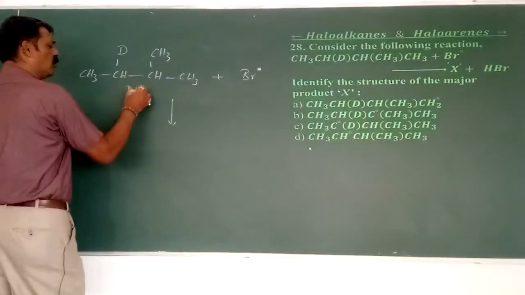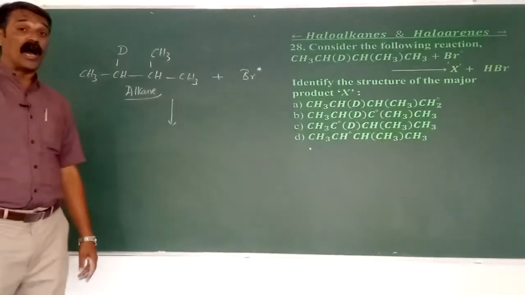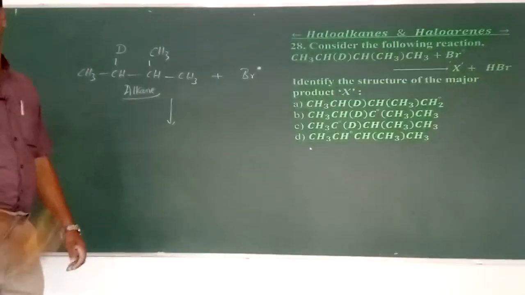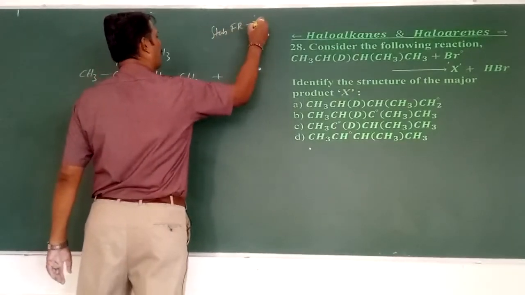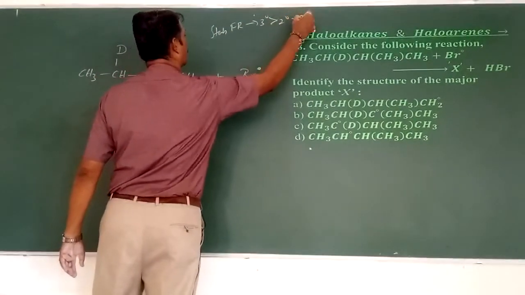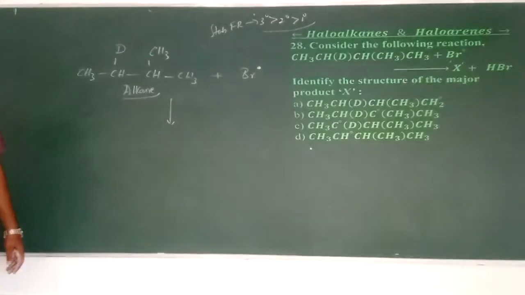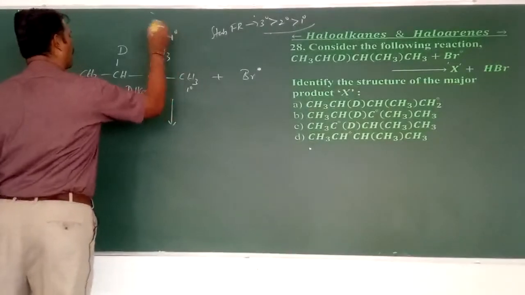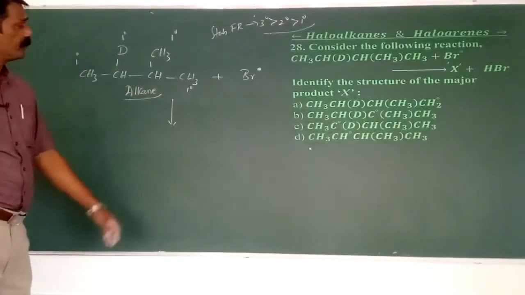This is an alkane. As I already mentioned, the alkanes readily react with halogen to form respective haloalkanes according to the free radical mechanism. Here is the free radical. The stability of free radical is of the order similar to that of carbocation: tertiary greater than secondary greater than primary. Means this is primary carbon, this is primary carbon, this is also primary carbon, this is also primary carbon. Means we can't attach these two.